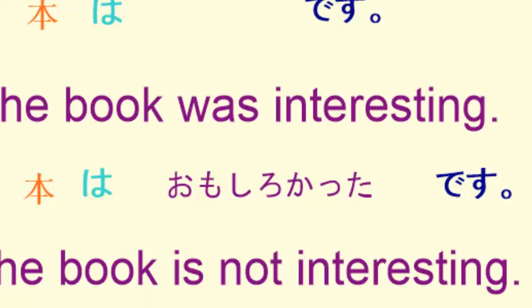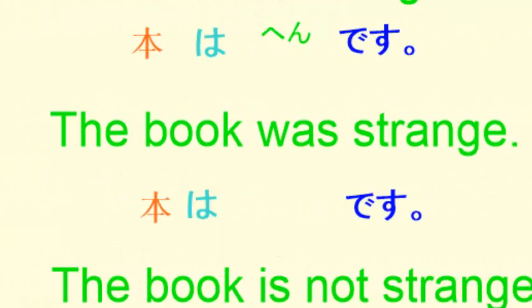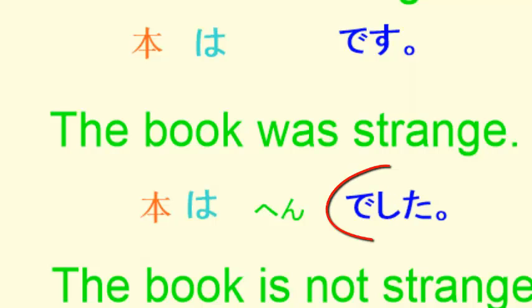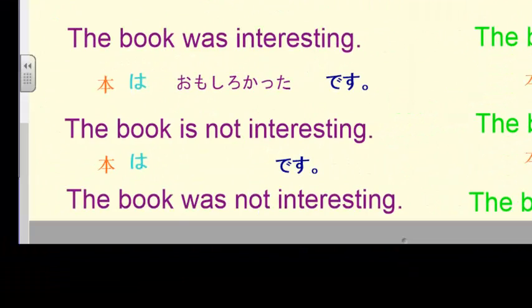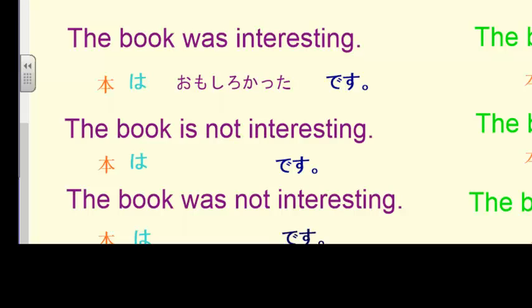Now, here the na adjective situation is much simpler because na adjectives behave just like nouns. So if we want to say the book was strange, we get hon wa hen, and we simply change desu into its past form. And you may recall that that is deshita. And there we go. Hon wa hen deshita. The book was strange.